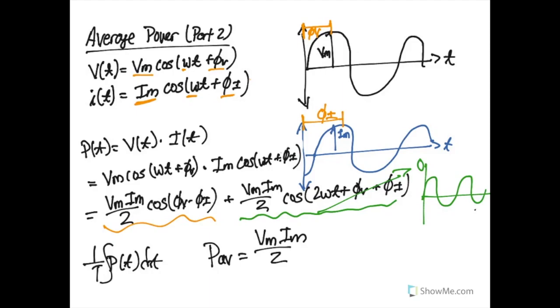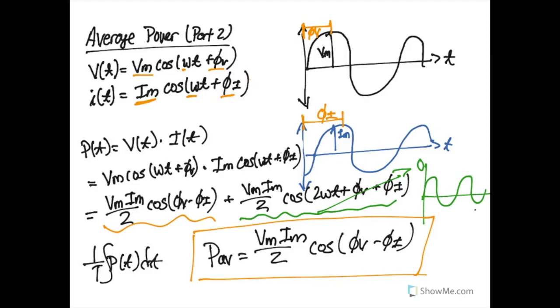So another way to look at average power is to say average power is Vm Im over 2 cosine of the voltage phase minus the current phase. And so we had our previous expression that was 1/2 I squared R. That is also correct, but this is another way to look at it when I maybe don't know the resistance of an object, but what I do know is more important.